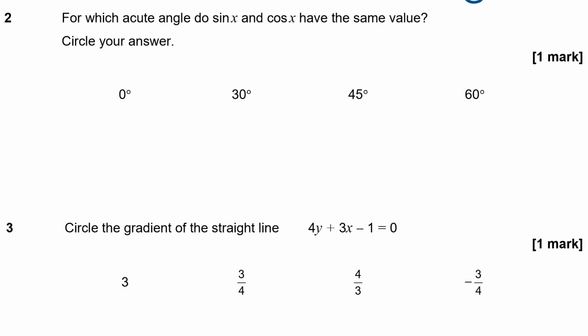Right, for which acute angle does sine x and cos x have the same value? Now you need to know all of your sine and cosine common ratios from 0, 30, 45, 60, 90 for all of sine, cosine and tangent. And if you've done that, you'd remember that those two have the same value for 45 degrees.